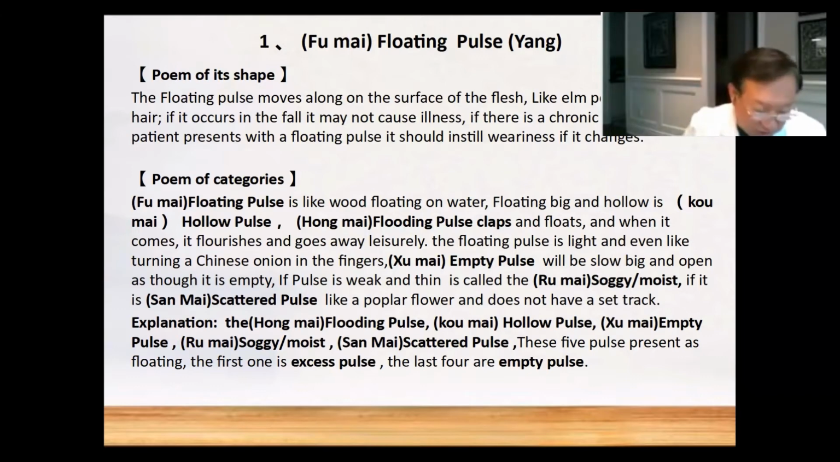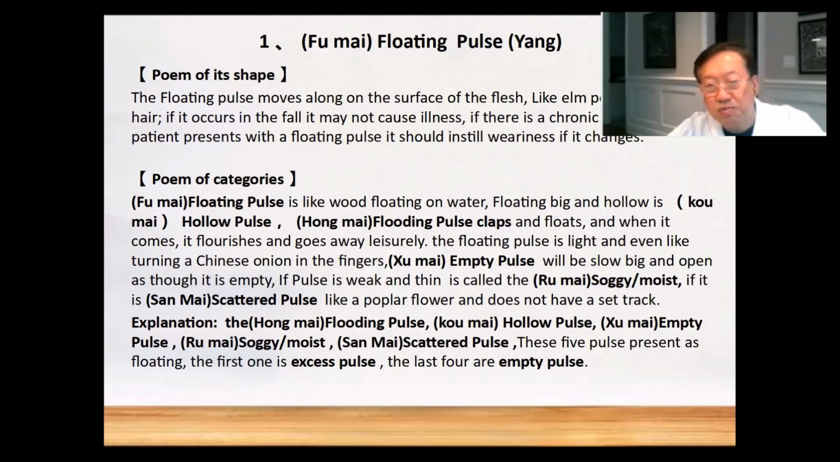Shumai, or empty pulse, is slow, big, and open, as though it's empty. If the pulse is weak and thin, it's called rumai, or soggy, moist pulse. If it is scattered, it's called sanmai, or scattered pulse, like a poplar flower, and does not have a set track. Explanation. The hongmai, flooding pulse, komai, hollow pulse, shumai, empty pulse, rumai, soggy or moist pulse, and sanmai, scattered pulse, are 5 pulses which present as floating.